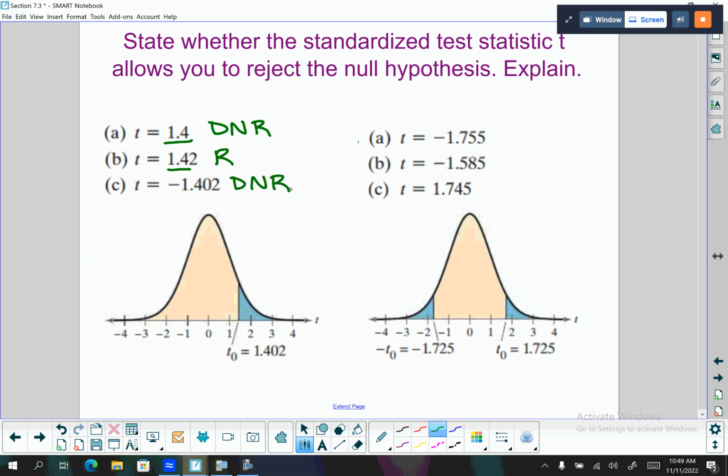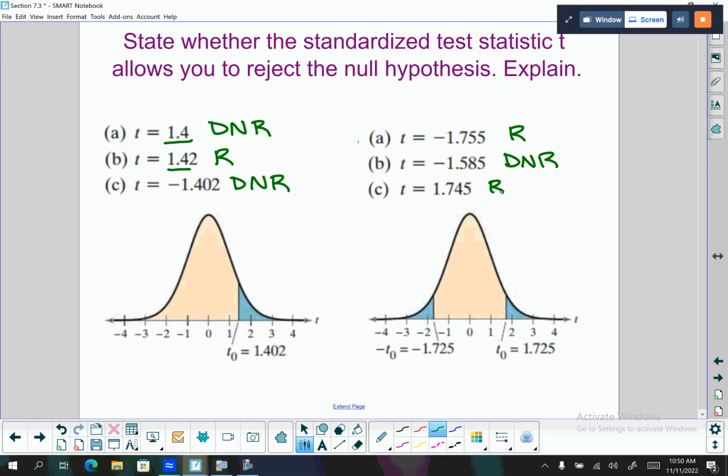What about, on the other one, I've got a two-tail test, it looks like, critical values plus and minus 1.725. So if I have a negative 1.755, would I reject? What about negative 1.585? Do not reject. What about 1.745?